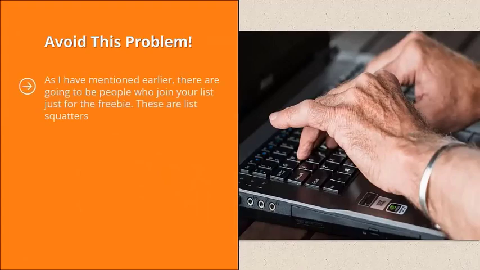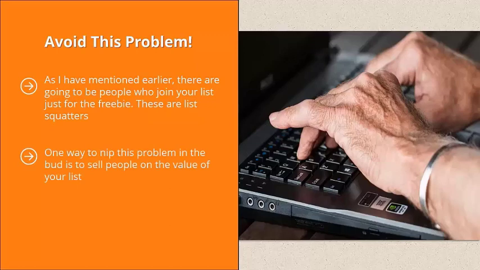Avoid this problem. As I have mentioned earlier, there are going to be people who join your list just for the freebie. These are list squatters. To some extent, you really can't avoid these people. You basically have to accept the fact that a certain percentage of your list will be squatters. Your job is to get that percentage as close to zero as possible. One way to nip this problem in the bud is to sell people on the value of your list. While your squeeze page should do a good job selling the value of your incentive, you should also talk about what they would get in the email updates you'll be sending them.